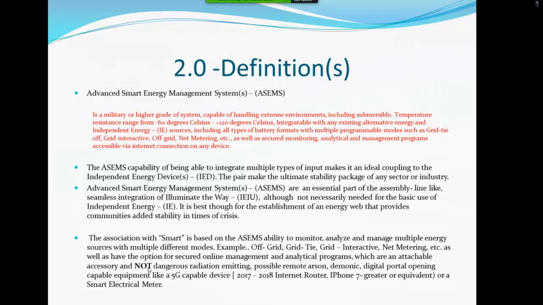So I gotta get over it. So the smart, how everybody's like, oh, so it's not, as down here, it's not a dangerous radiation emitting possible remote arson demonic digital portal opening capable equipment like a 5G capable device, which you'd see in probably a 2017, 2018 internet router, 5G, which you should just deactivate anyway, because you're not using it. The iPhone 7 or greater or equivalent, if you have a good provider and a new network, or a smart electrical meter. And we all know the smart electrical meters emit crazily dangerous electromagnetic radiation, as well as are the arson equipment with just a little short signal, as the smart fighters in California.